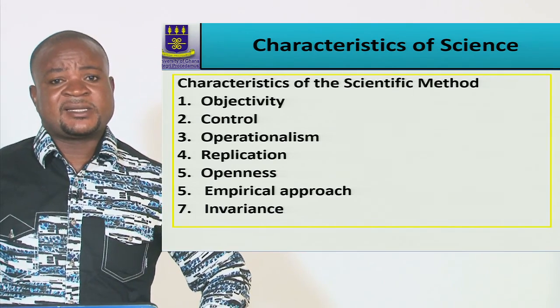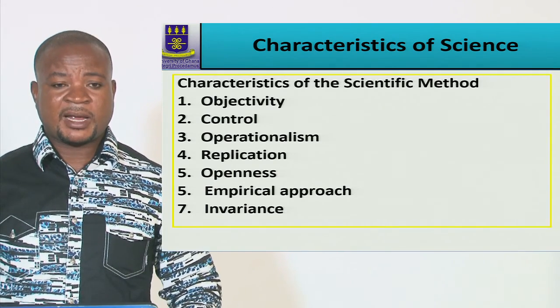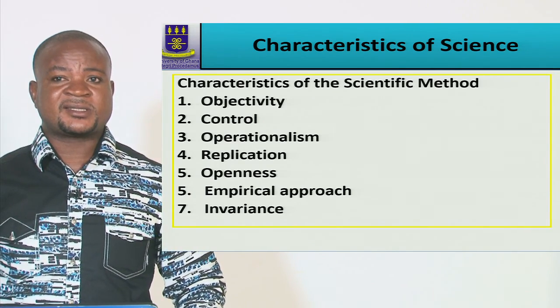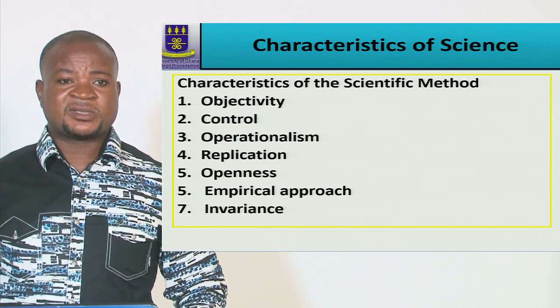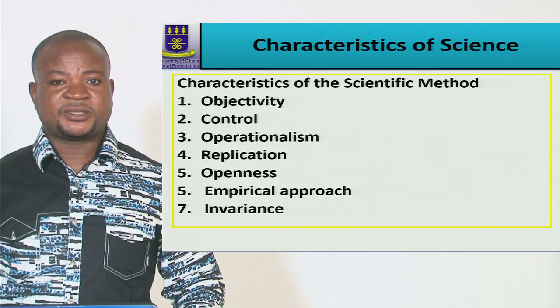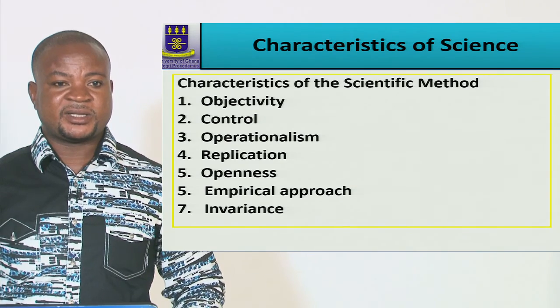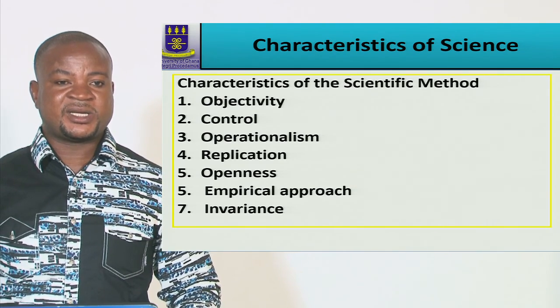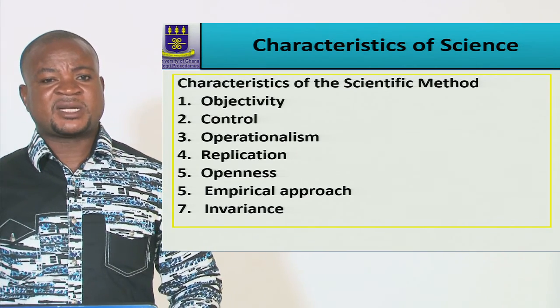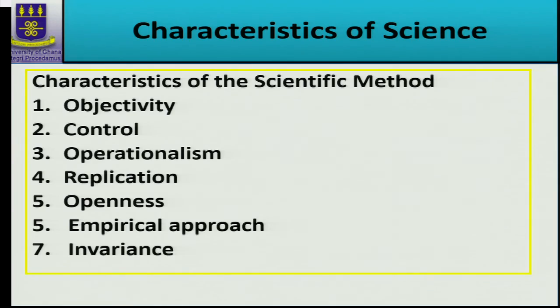And then finally, science also has a feature of invariance. We believe that knowledge is not one shot. Whatever knowledge that science has come up with, it could change. That knowledge could change. It is not the end. So things will change as more studies are being done. So these are some characteristics of the scientific method that we need to be abreast with.